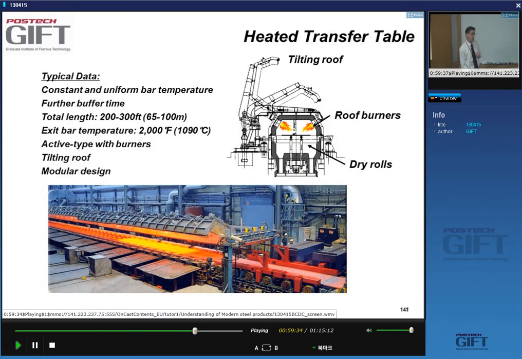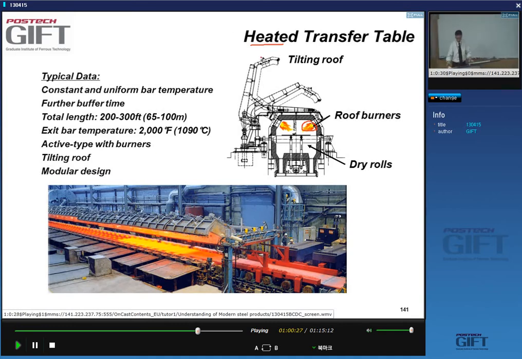You can also have what's called a heated transfer table, where we try to keep a constant bar temperature in an active fashion, and so you basically have burners that are built in the roof part of the covers, and will keep or even reheat slightly the bar. It's convenient to have this, for instance, if your product portfolio is such that your material has to wait for a long time before it can be finished rolling for some technical reason, then it's good to have this active heating because you can keep the material for a longer time standing still.